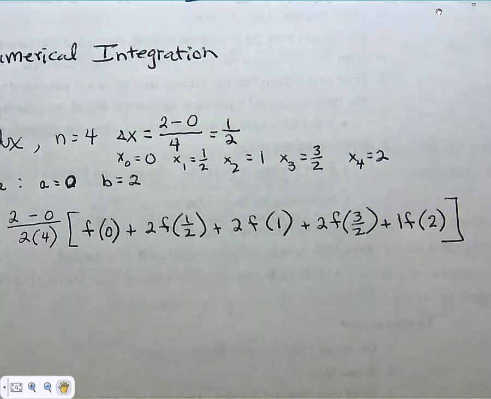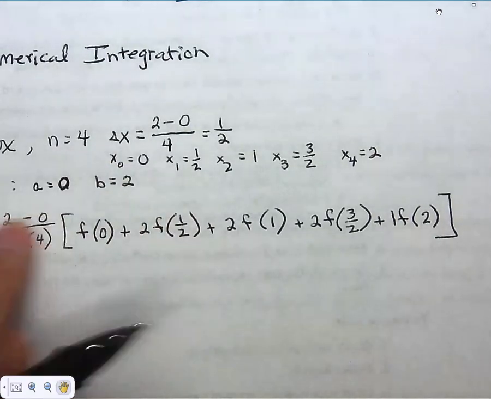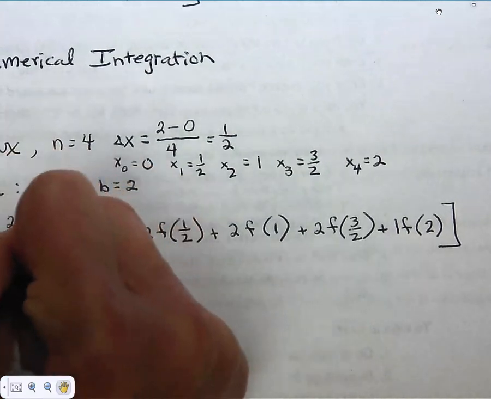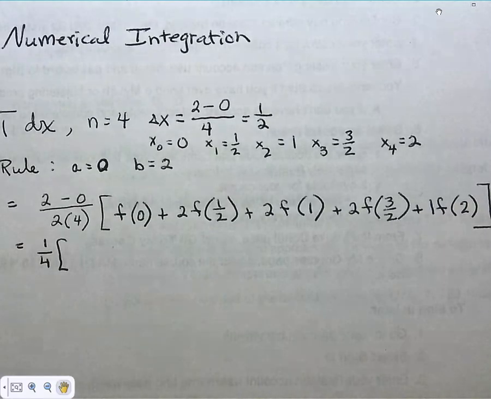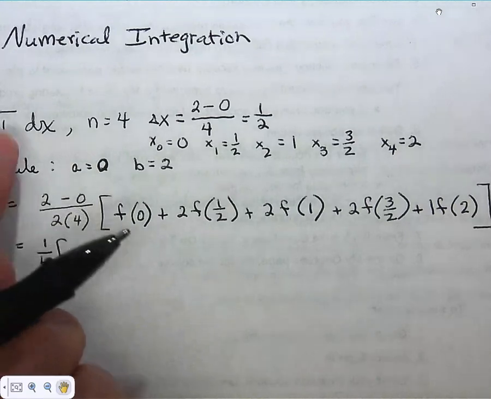First, identify your width of the interval, which we found to be a half. Start with your left endpoint and find all your other x's by adding a half. And then plug it all into the recipe. F of 0 is just what you get when you plug 0 into the function. And this leading coefficient, 2/8, I'm going to go ahead and reduce to 1/4. What do you get when you put 0 into the function? 0. Yeah, 0 times square root of 1 is 0.